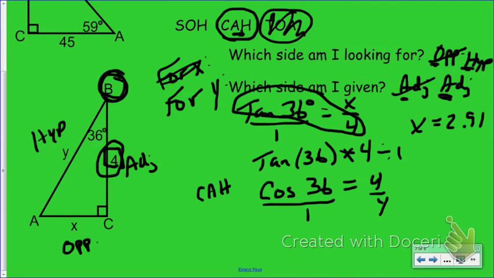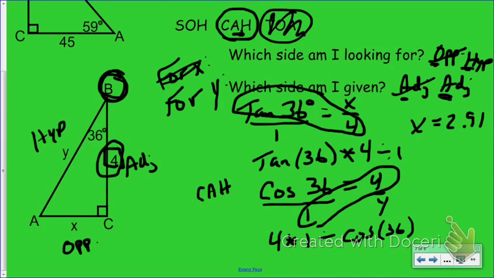So then remember I cross multiply, so this time the diagonal that does not have the y in it is the 4 times 1, so I'm going to go 4 times 1 divided by cosine 36. So I'll go 4 divided by cosine 36 on my calculator, and I get 4.94. So y equals 4.94.